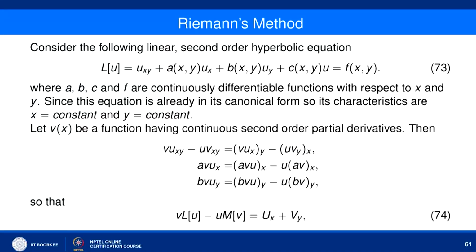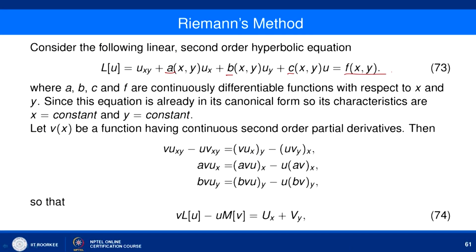So, here consider the following linear second order hyperbolic equation, that is Lu equal to f(x,y), where Lu is defined as u_xy plus a(x,y) u_x plus b(x,y) u_y plus c(x,y) u equal to f(x,y), where a, b, c and f are continuously differentiable functions with respect to the variables x and y. We assume this form as a canonical form, because if you remember, any second order linear hyperbolic equation can be reduced to this canonical form, that is Lu equal to f(x,y). So, we are assuming that x and y are the characteristics.